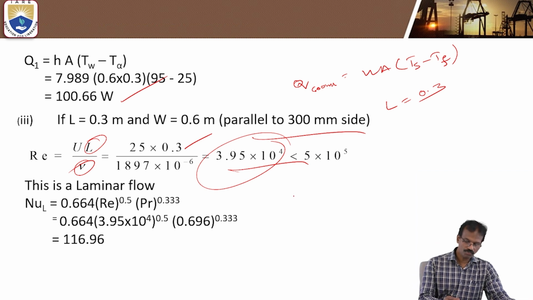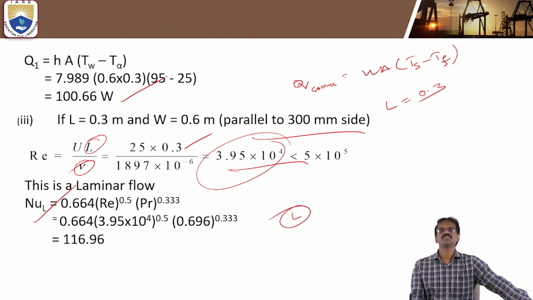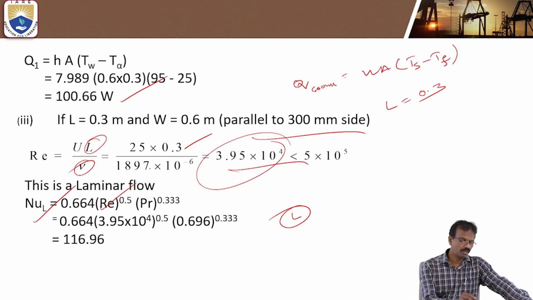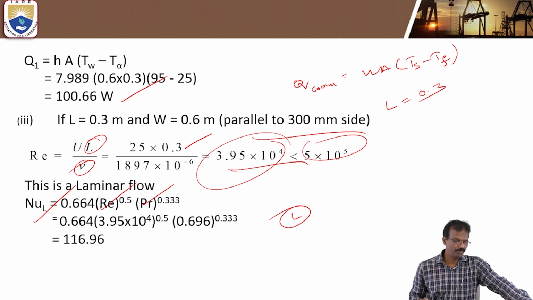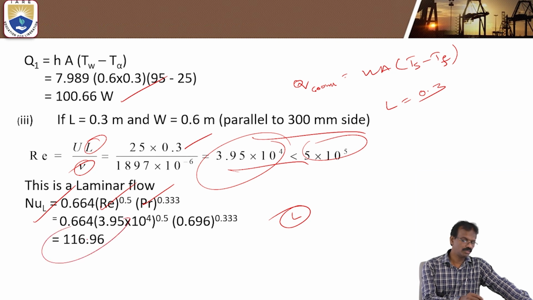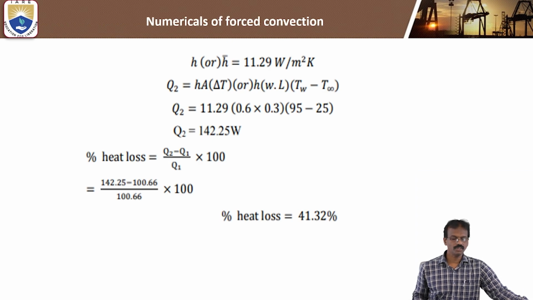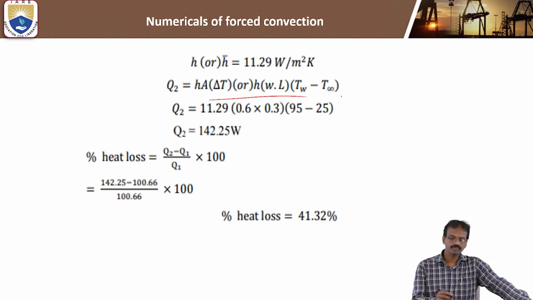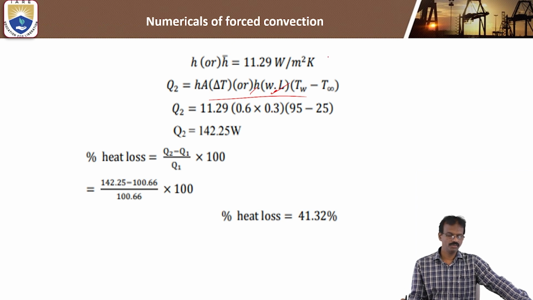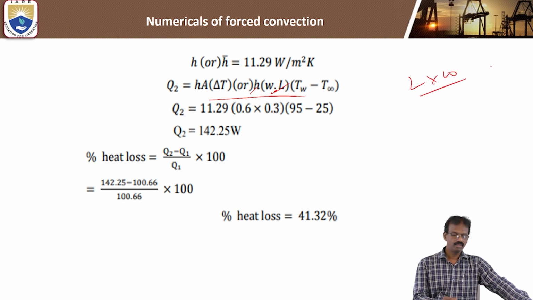So the flow is laminar and L is the full length. Then take the same formula, 0.664 into Re to the power of 1 by 2, Prandtl to the power of 1 by 3. Substitute the Reynolds value of this case; Prandtl we already got from the data book. If you substitute the values, you will get the Nusselt value. Then you have to find out h bar, so Nusselt is equal to hL by k. Then you can find out Q2. Q2 is equal to hA into delta T, where A is the area, length into width, same as before. This is the Q2 value.